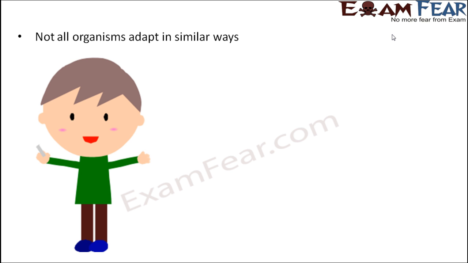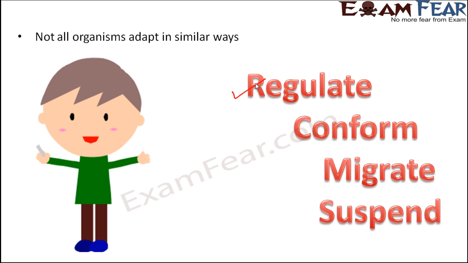Now, the important point here is, I have been talking about human beings all this while since I started discussing homeostasis. But that doesn't mean that all living organisms can adapt in similar ways. So homeostasis doesn't happen in all types of organisms. So not all of them can adapt in similar ways. So there are different ways by which different organisms regulate. One way is to regulate, that is to control. Other way is to conform, one way is to migrate, and another way is to suspend. So these are the 4 different ways by which different living organisms adapt to changing external environment. So we will talk about each of these ways in more detail now.